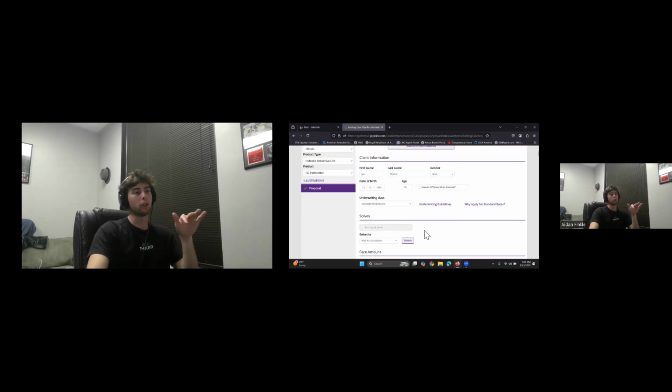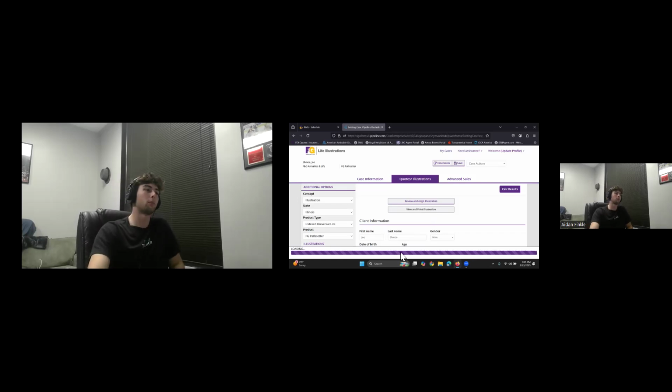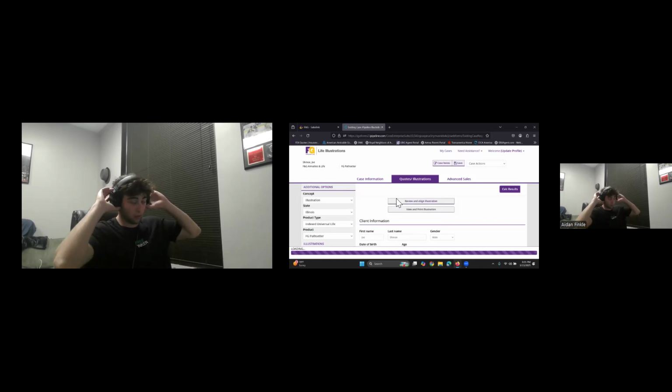Now, once you've filled all of this out here, everything's looking good, what you're going to do is come back up to the top. You're going to click this button that says View in Print Illustration. Okay. You see this purple bar that's going to load down here. It's going to load up the illustration for you. Just give it 1 second. Sometimes it likes to take its sweet time.